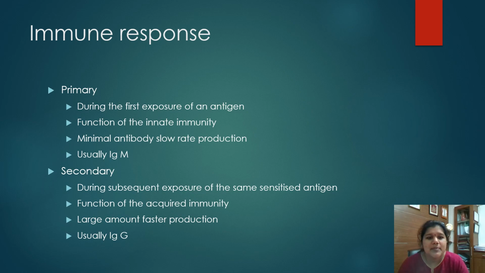The secondary immune response occurs when the same antigen is exposed again. That is, when there is a subsequent exposure of the same sensitized antigen. This secondary immune response is mainly the function of the acquired immunity. In the secondary immune response, a large amount of antibodies is produced, and also the production is faster. Not only is the quantity increased, but the speed of production is also increased. The antibody produced in the secondary immune response is usually IgG.